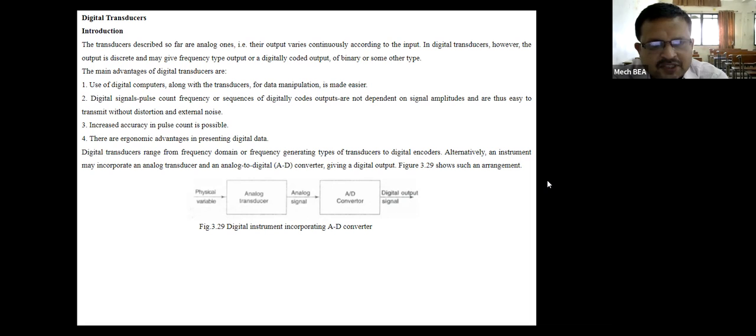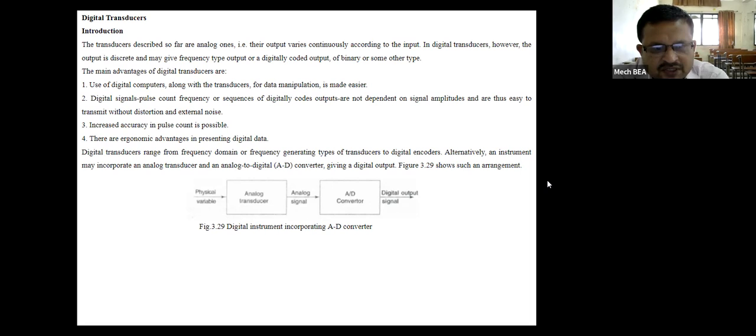The main advantages of digital transducers are: first, use of digital computers along with the transducers for data manipulation is made easier. Digital signals, pulse count frequency or sequences of digitally coded outputs are not dependent on signal amplitudes and are thus easy to transmit without distortion and external noise. Increased accuracy in pulse count is possible. There are ergonomic advantages in presenting digital data.